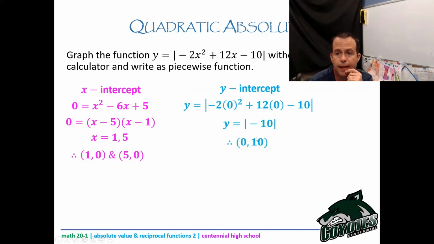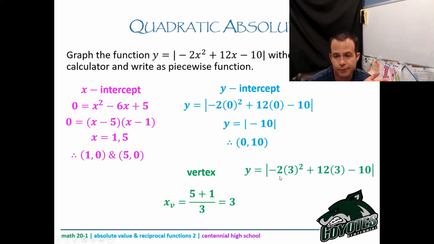All right, and then I'm gonna play with the vertex. I know that the x value of my vertex has to be halfway between 1 and 5. So 1 plus 5 is 6, divided by 2 is 3. Then I know that I can plug in 3 into my original equation and get out the new y value. So I have negative 2 times 3 squared plus 12 times 3 minus 10, all inside the absolute value. Okay, so that gives me the absolute value of 8, which is 8. So I know I have the point 3, 8 as a vertex.